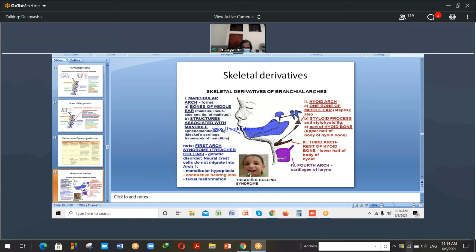So there is mandibular hypoplasia, that is a small-sized mandible, and conductive hearing loss, as there is no formation of malleus and incus in the middle ear. Facial malformation also occurs. This is known as first arch syndrome or Treacher Collins syndrome, a genetic disorder in newborn babies. The second pharyngeal arch or hyoid arch, here is the hyoid arch.